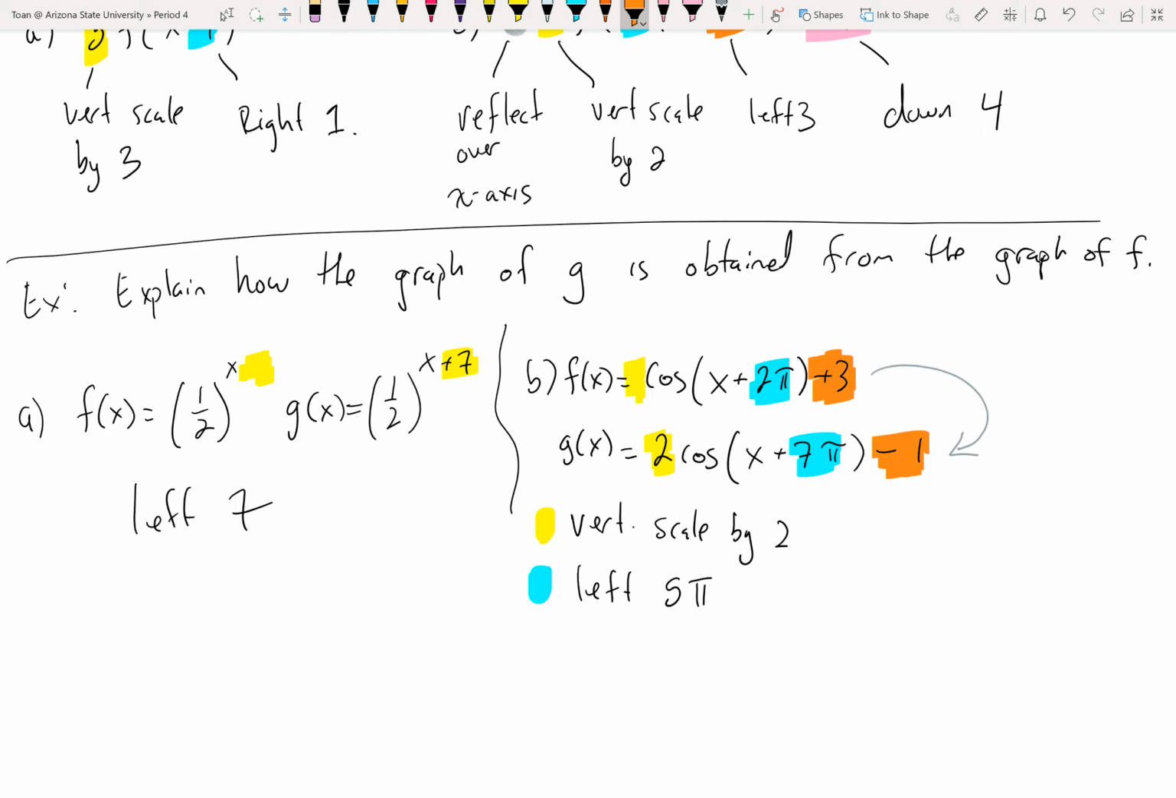And then move on to this color. Positive 3 to negative 1. What did you do? You subtracted 4, which is subtracting 4 to the whole function, is down 4, yes.